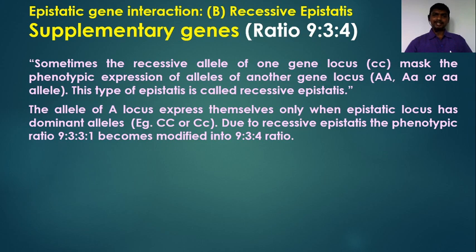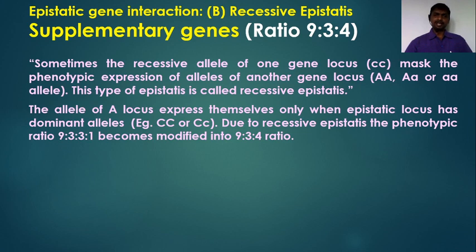This C gene is the epistatic gene and A gene is a hypostatic gene. The C gene masks the phenotypic expression of A gene. So C gene we say it is an epistatic gene, and A gene, whose phenotypic expression is masked or suppressed, we say it is hypostatic gene. So this type of epistasis is called recessive epistasis.